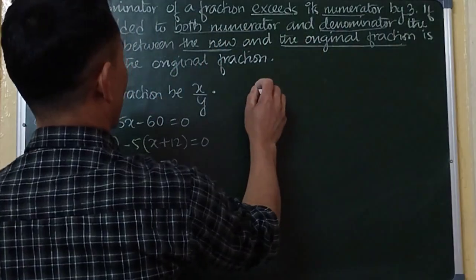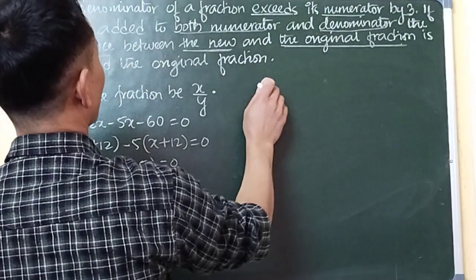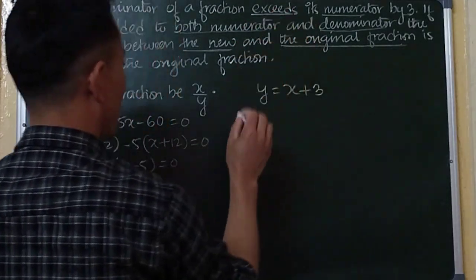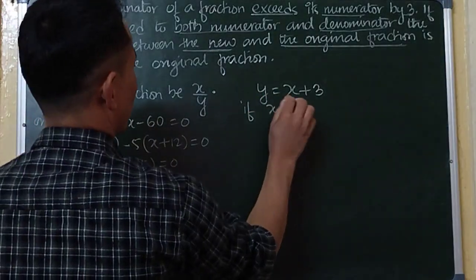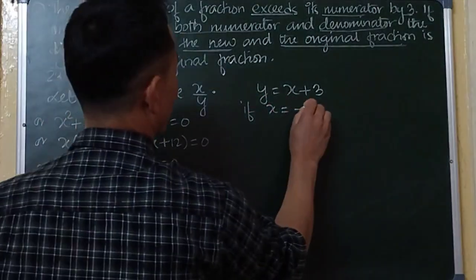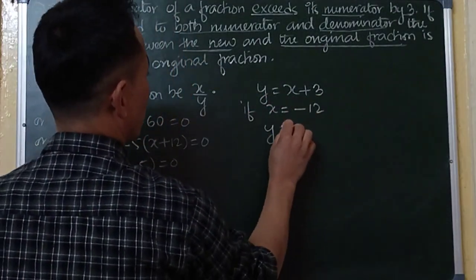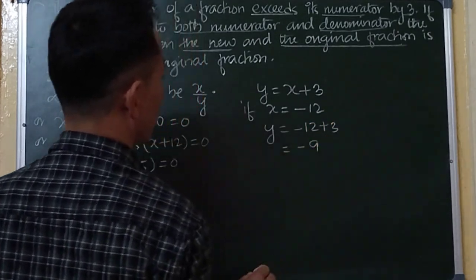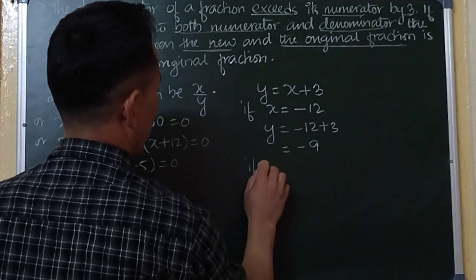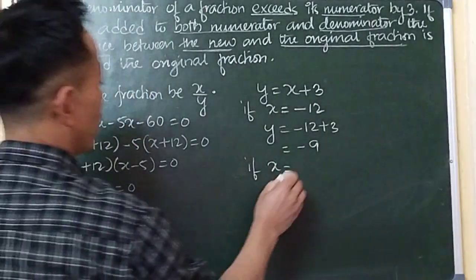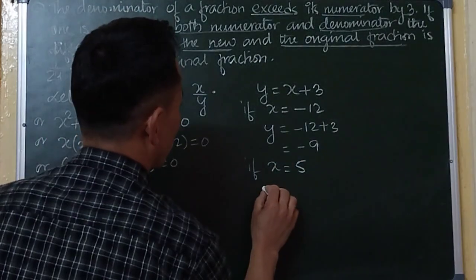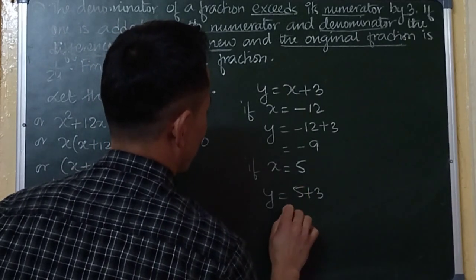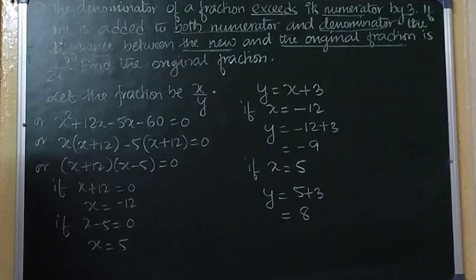So our equation 1 was, we had y is equal to x plus 3. So if you take x is equal to minus 12, then y will become minus 12 plus 3, this will give you minus 9. If you take x is equal to 5, then you will get y is equal to 5 plus 3, which is equal to 8.